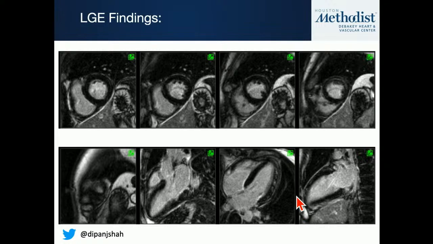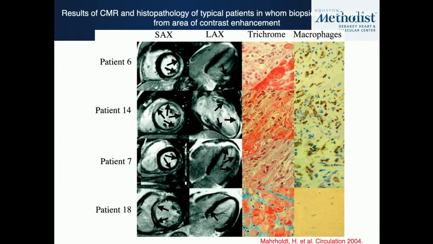And if you look especially at the images on the bottom here, what do you notice? You notice kind of multiple patchy foci of enhancement in the lateral wall. And this, again, would be a classic abnormality that you would see in the setting of myocarditis, because, again, coronary artery disease wouldn't give you those multiple patchy foci.